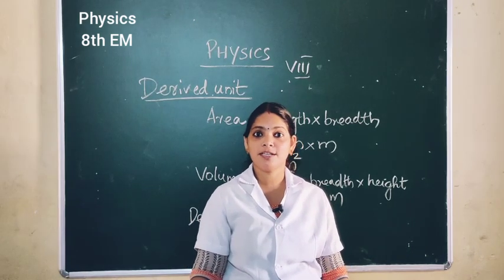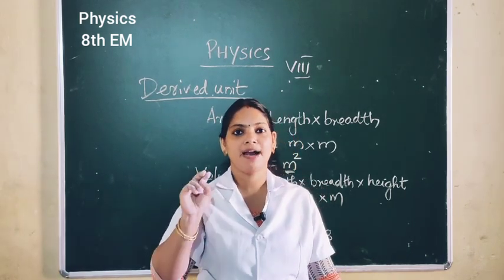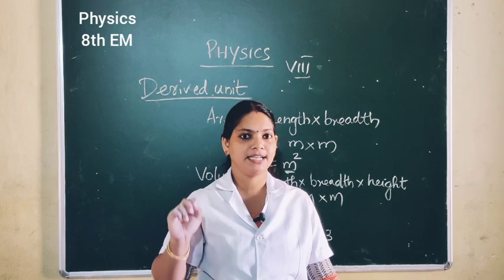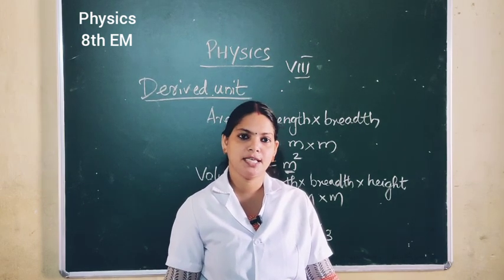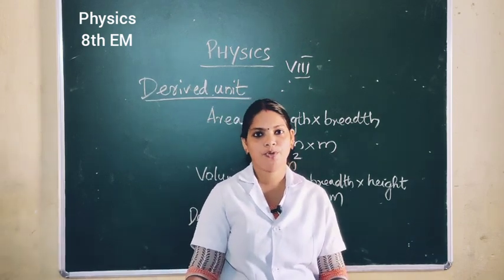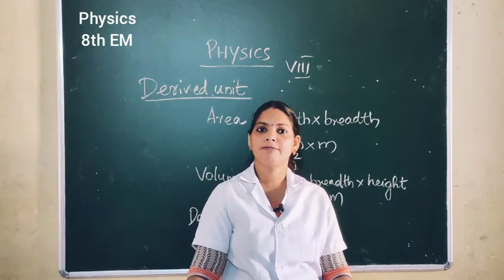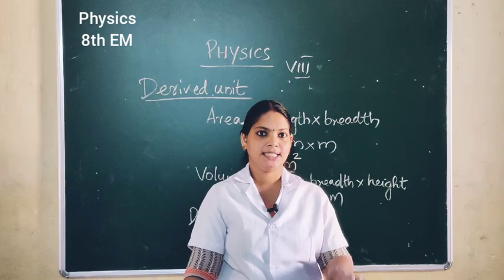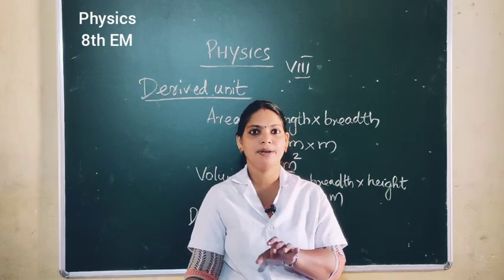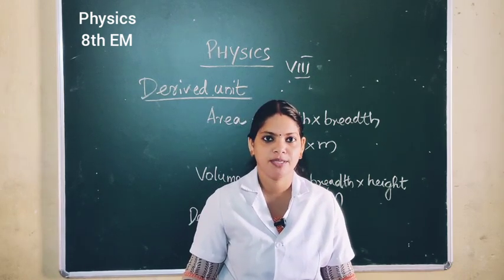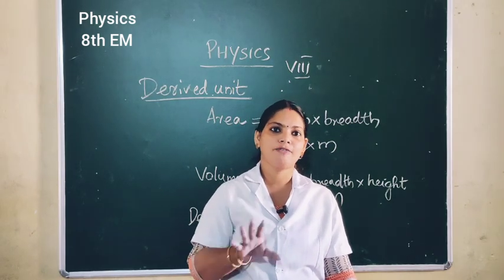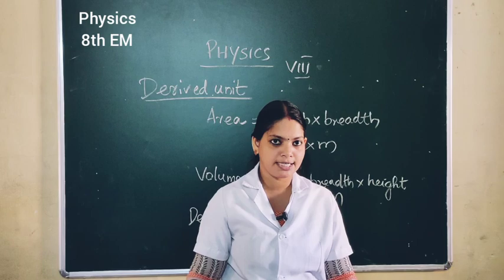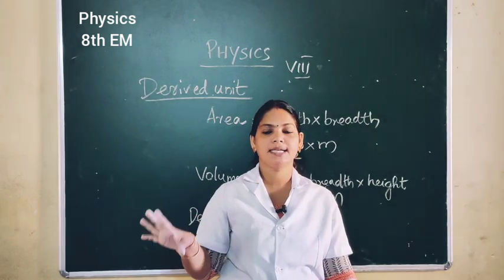So, what did we study today? We studied fundamental units, derived units and the salient features of SI units. There is a small work for you. You have to list down the fundamental quantities, their units and their symbols in your physics notebook. There are 7 fundamental quantities. You have to draw the table and list them down.